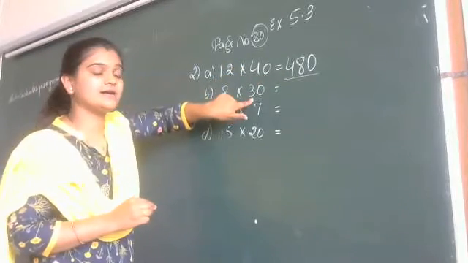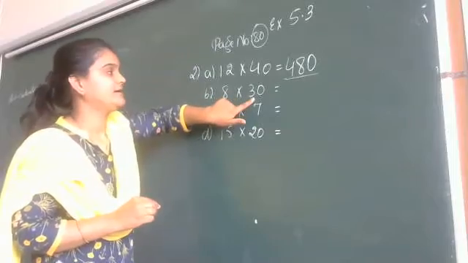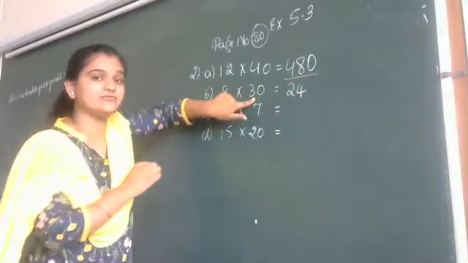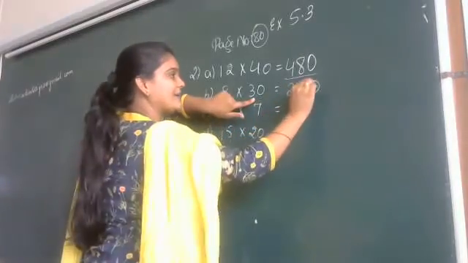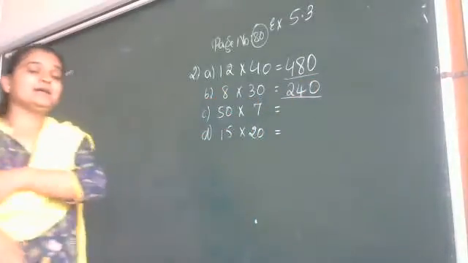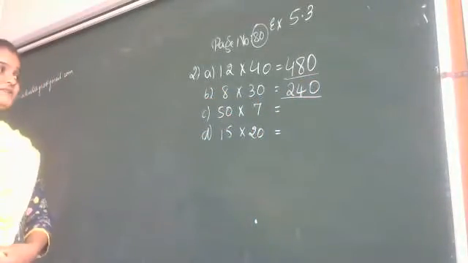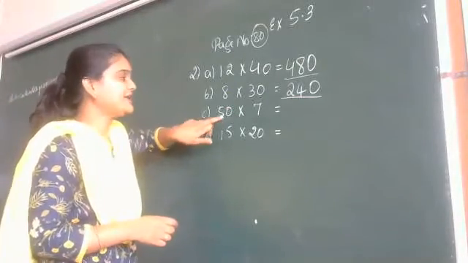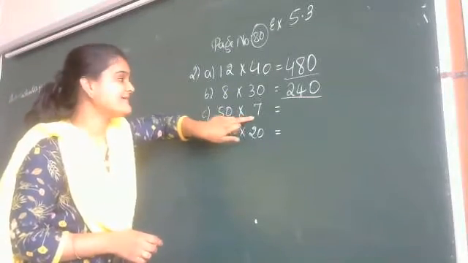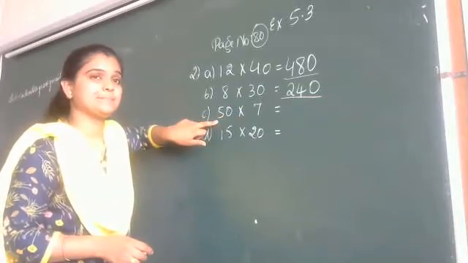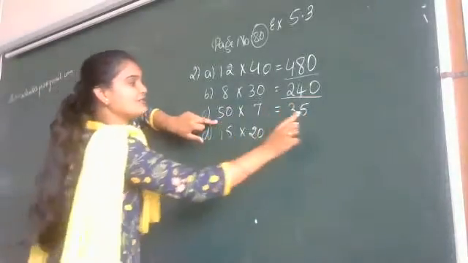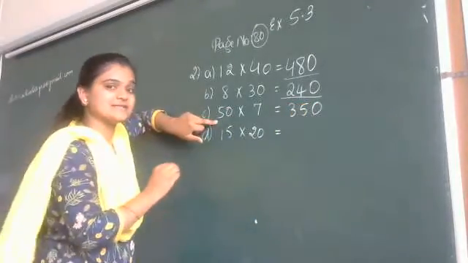8 into 30. 8 threes are 24. 0 will be kept as it is. Yes, 240. Next, 50 into 7. 7 fives are 35. Yes, 35, and 0 will be kept in ones place.